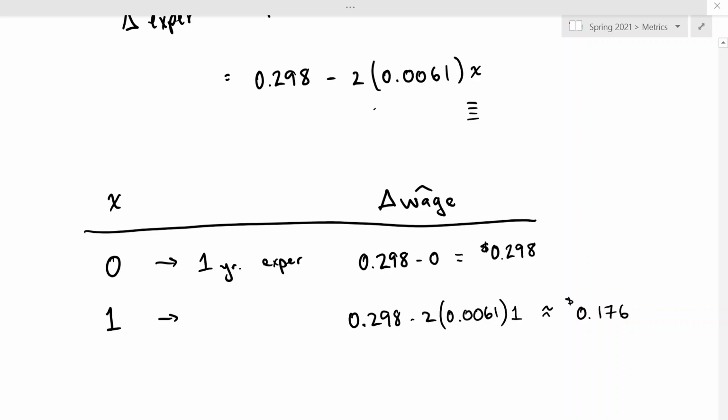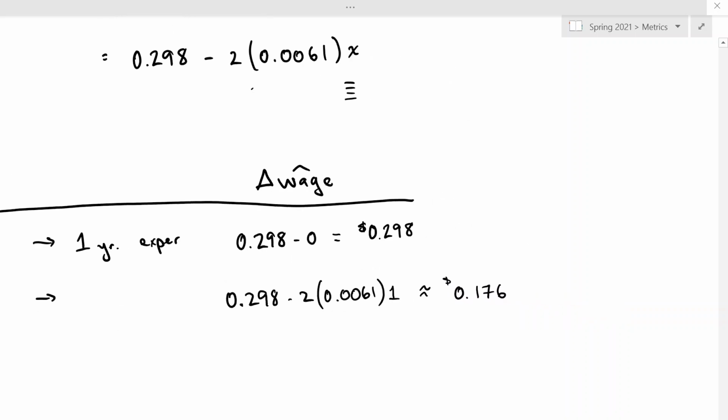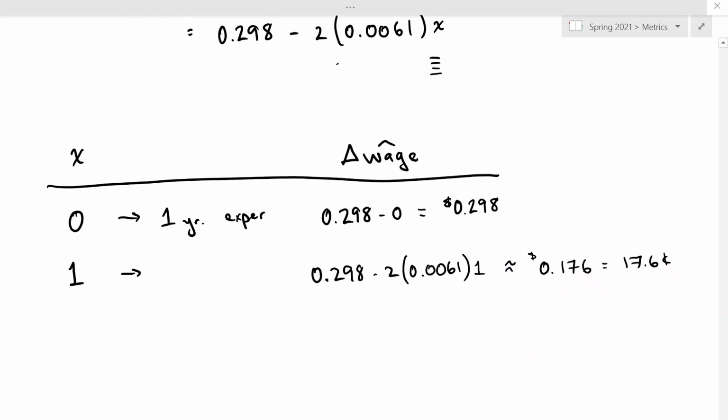0.176 or 17.6 cents. Okay, so you could do that with any number of years of experience, and you can actually calculate that true effect. I'm going to do one more.